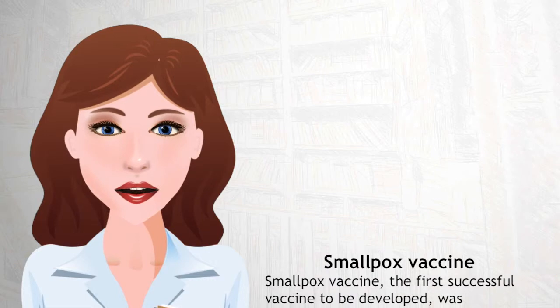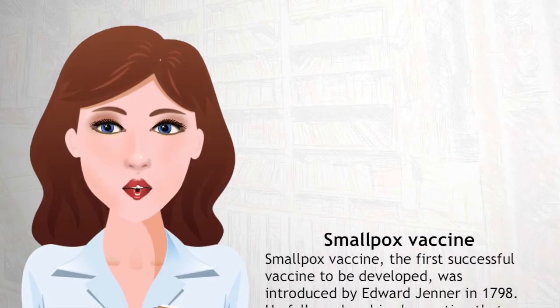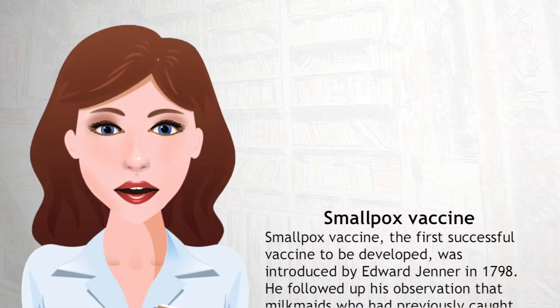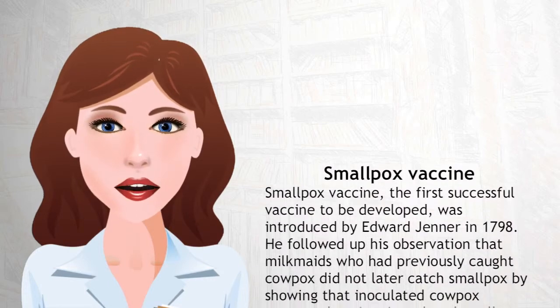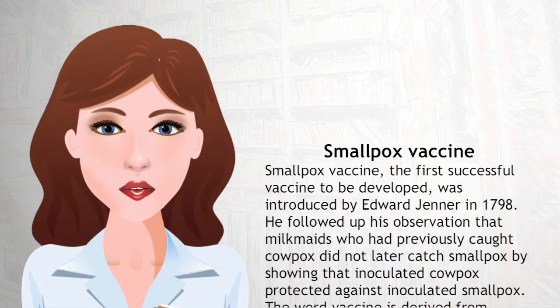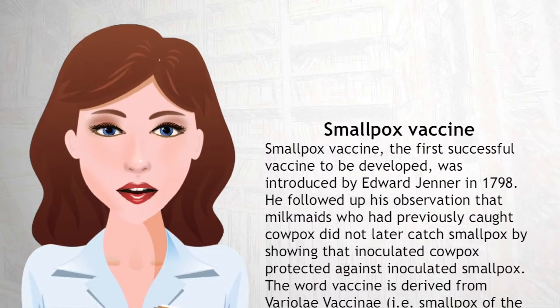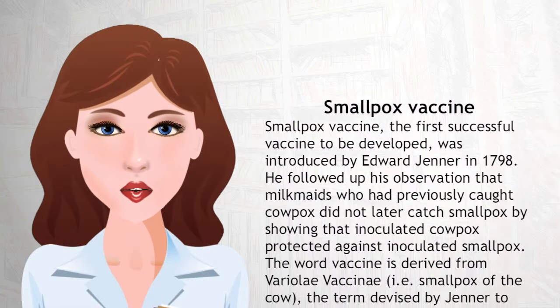Smallpox vaccine, the first successful vaccine to be developed, was introduced by Edward Jenner in 1798. He followed up his observation that milkmaids who had previously caught cowpox did not later catch smallpox by showing that inoculated cowpox protected against inoculated smallpox.